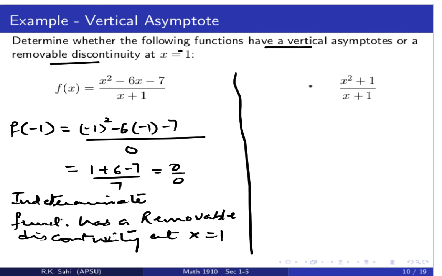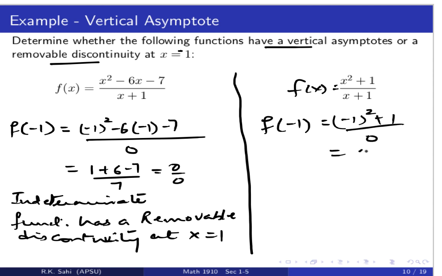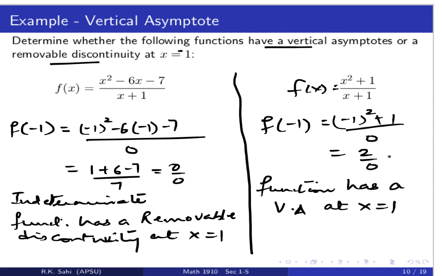Let's look at this function. Again, it's a typo here, guys. So if I plug in f of minus 1, what do I get? Minus 1 squared plus 1 over 0. I'm getting a 2 over 0. Now that's a clear-cut scenario where the function has a vertical asymptote. So at this point, we say that the function, because it satisfies the theorem we just talked about, has a vertical asymptote at x equals minus 1.